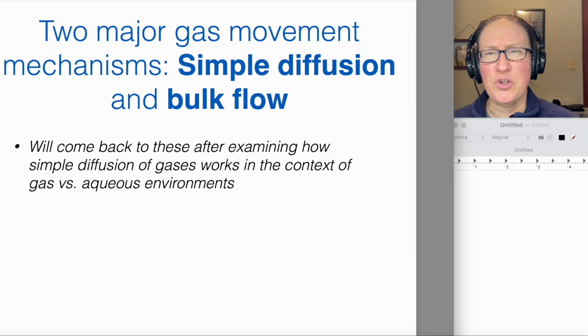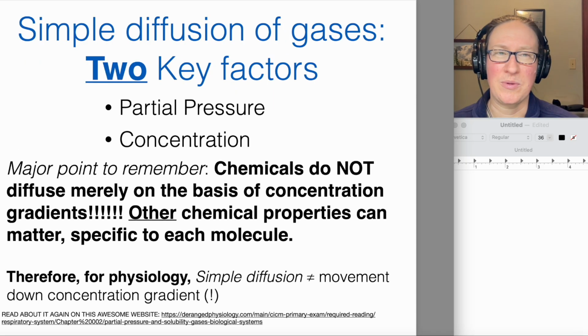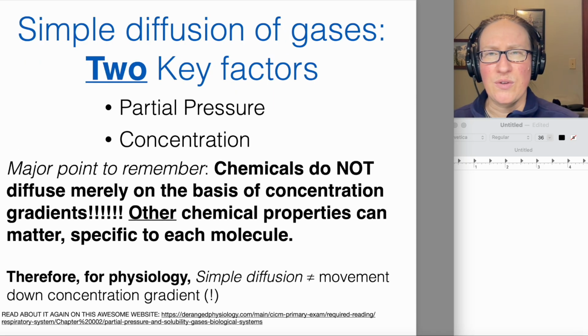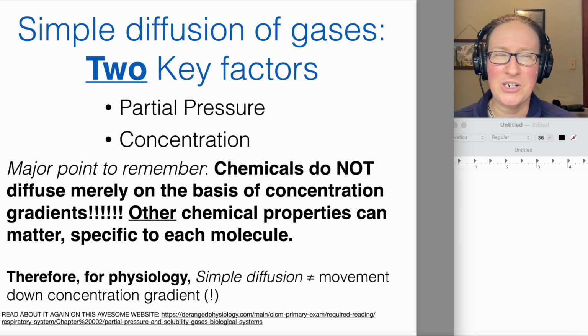So again, there's two major movement mechanisms that animals will use, simple diffusion and bulk flow. And we're going to come back to these after we look at the simple diffusion of gases in gas and aqueous environments. So for thinking about simple diffusion of gases, we have to consider two factors. We need to consider partial pressure and we need to consider concentration.